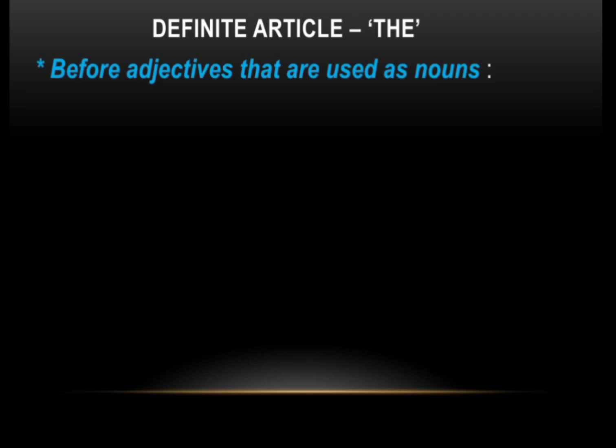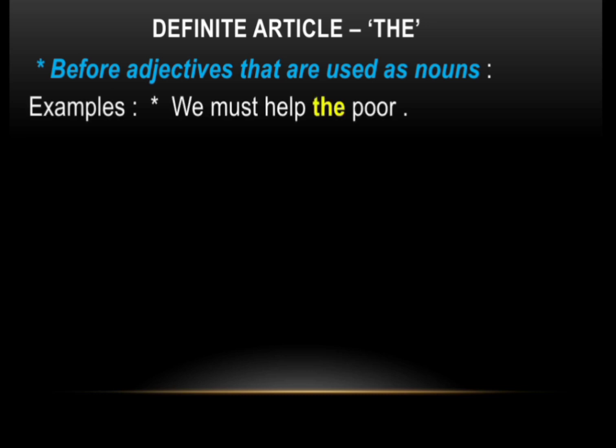Next, the is used before adjectives that are used as nouns. Example: we must help the poor. Here, poor refers to poor people. People is the noun and poor is the adjective. But in general, we call it poor. So that poor is an adjective, and before such adjectives, the is used.